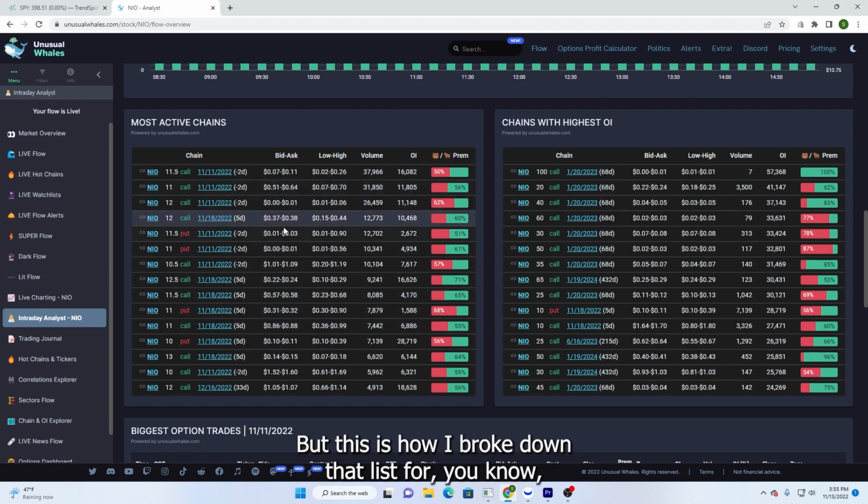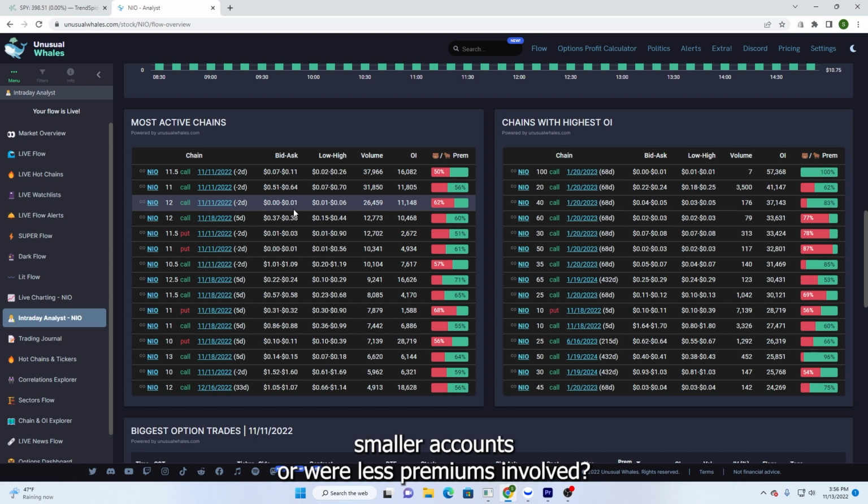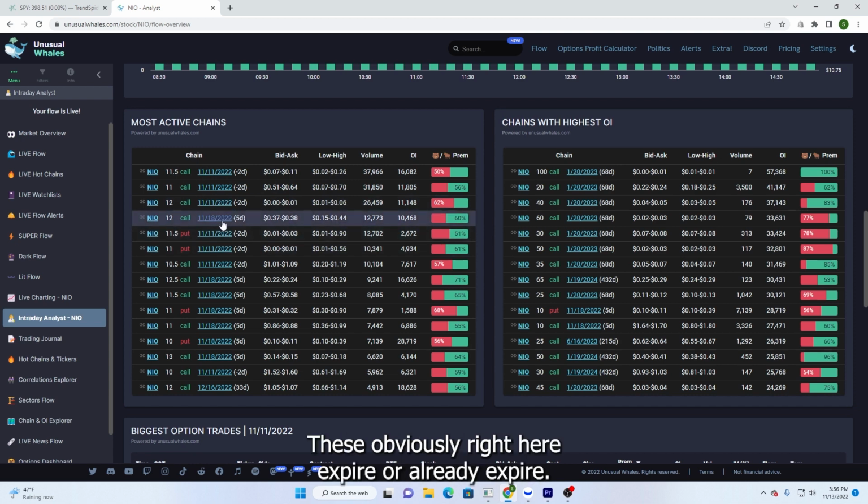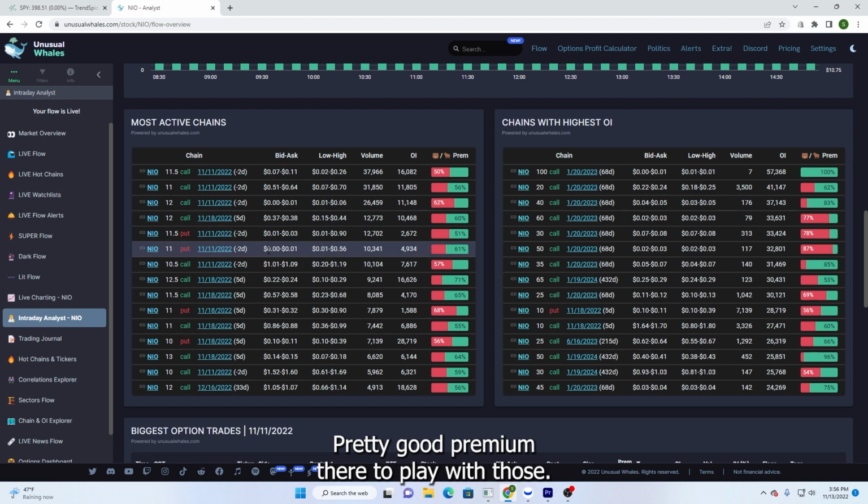But this is how I broke down that list for smaller accounts or where less premium is involved. I'm just looking at the low and the high of the day, the bid and the ask on these contracts. These obviously right here expire or already expired. These expire next week, not too far out of the money, and we're at 0.37 to 0.38. Pretty good premium there. Can play with those.